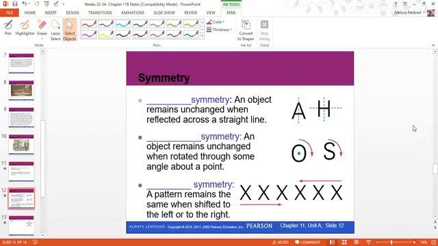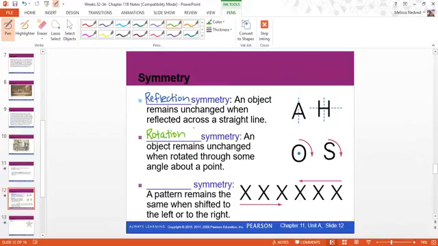When we talk about symmetry in mathematics, we talk about three different types of symmetry. The first is what we call reflection symmetry. And that's when an object remains unchanged when it's reflected across a straight line. I think of this as fold symmetry. If I could fold that object anywhere along itself and the left half matches the right half or the top matches the bottom, however you're folding it, then you have what's called reflection symmetry. The next type of symmetry is what we call rotation symmetry.